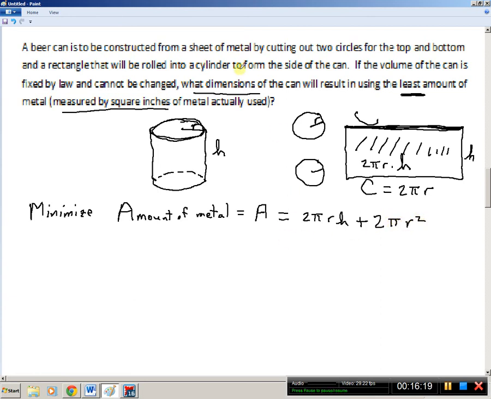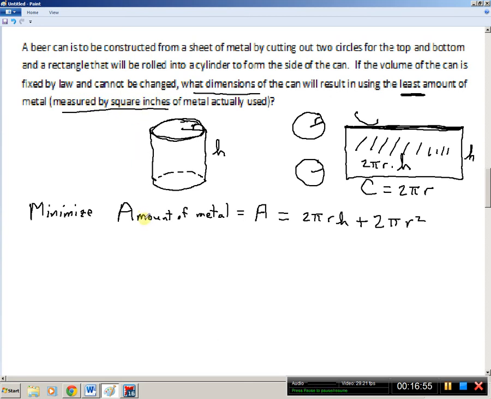Okay, now we haven't worked everything into the problem just yet, but let's sit back and pat ourselves on the back in terms of what we've done. We recognize that the problem is to minimize something. That's very important. Always focus on what it is that you're supposed to maximize or minimize. In this case, we are not minimizing dimensions. We were maximizing area in the first problem. Here we are minimizing the total amount of metal used measured in square inches.